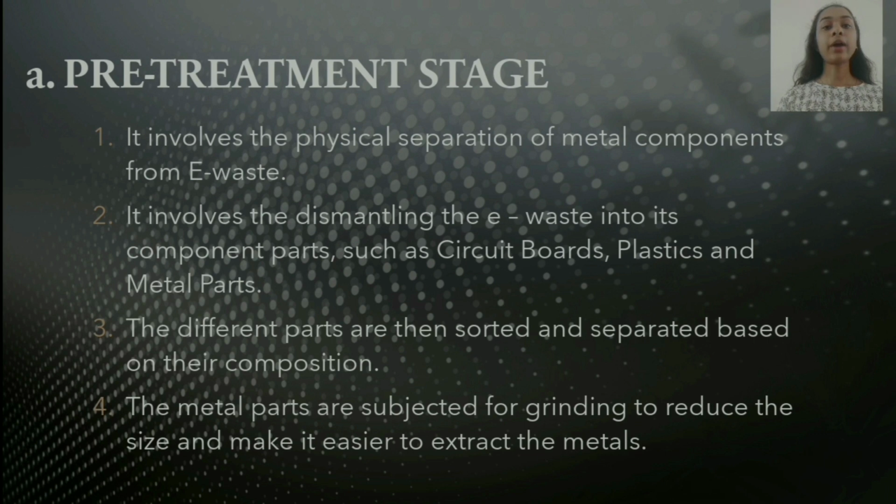The first stage in pyrometallurgical extraction is pre-treatment stage. It involves the physical separation of metal components from e-waste. It involves dismantling the e-waste into its component parts such as circuit board, plastic and metal parts. The different parts are then sorted and separated based on their composition. The metal parts are subjected to grinding to reduce the size and make it easier to extract the metals. This is very similar to the pre-treatment stage we have done in the hydrometallurgical process.